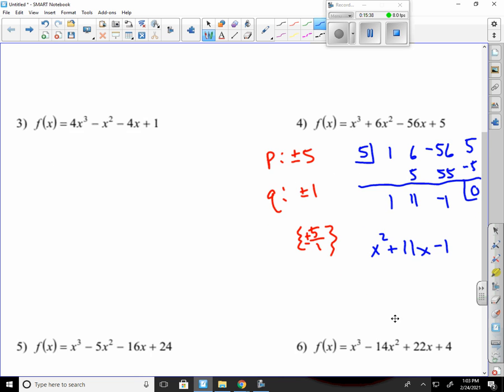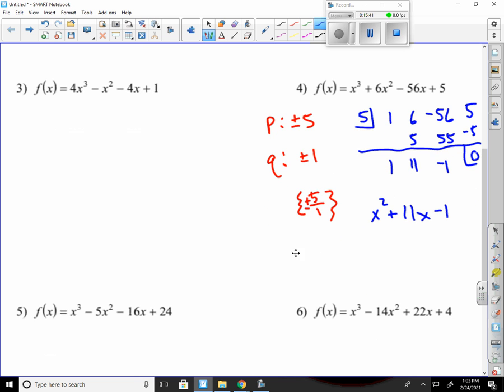X squared plus 11x minus 1. Quadratic formula. Negative b plus or minus the square root of b squared, that's 121, minus 4 times a, which is 1, times c, which is negative 1, all over 2 times 1. 121, then it's negative 4 times negative 1, that's positive 4 times 1, is still positive 4. 121 plus 4 is 125. Get negative 11 plus or minus the square root of 125 over 2.